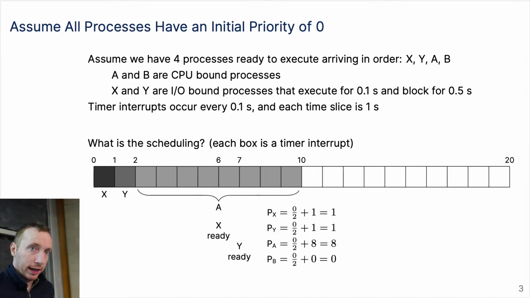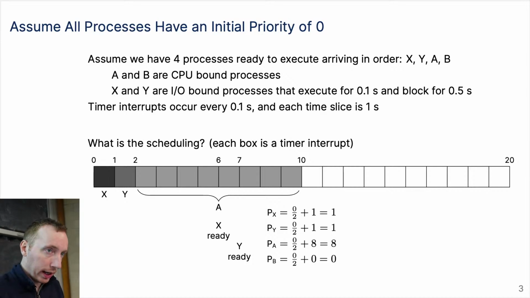So at the end of our time slice, which is at time 10, we would recompute the priorities of everything. So for X, its current priority is 0, so we divide that by 2, get 0, and then add however long it executed for in terms of number of timer interrupts. So it executed for 1 timer interrupt, so its new priority is 1. Process Y, same deal, it also executed for 1 timer interrupt, so its new priority is 1. And then process A executed for 8, so its new priority is 8. And then process B executed for 0, so its priority is 0.